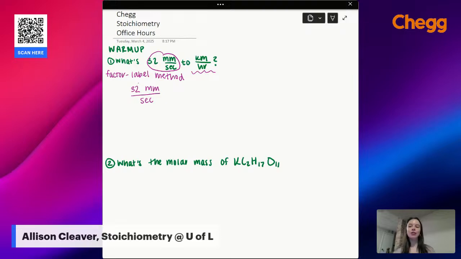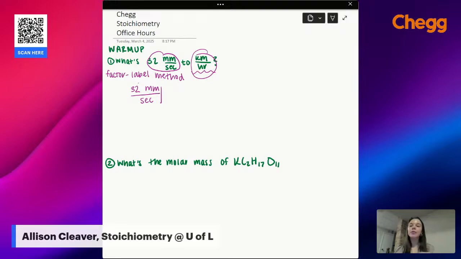For this, we're not only going to need to change the top units, we're also going to need to change the bottom units. I always start with the top, but you can start with the top or the bottom. Basically, for this factor label method, whatever's on top, we need to put on the bottom to cancel it out. And then we want whatever unit is in the end to be on the top or bottom that corresponds to this ending unit. So we want kilometers on the top in our final answer and hours on the bottom in our final answer.